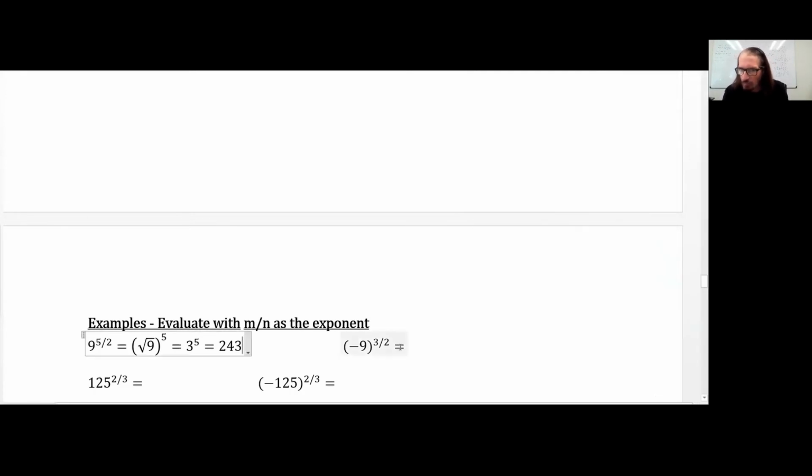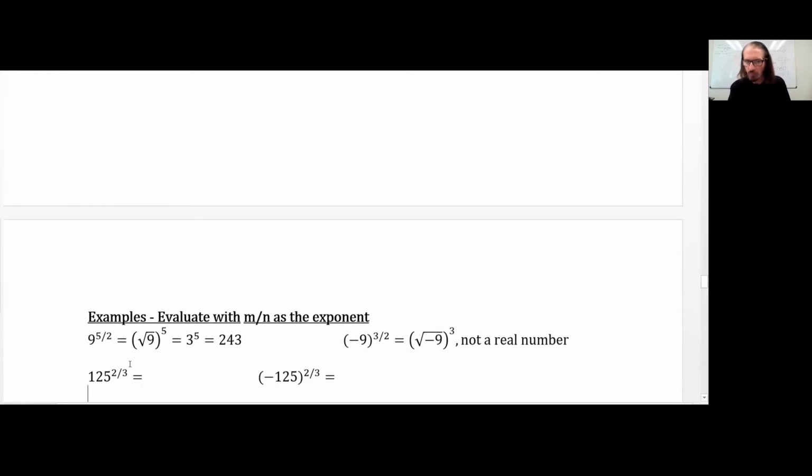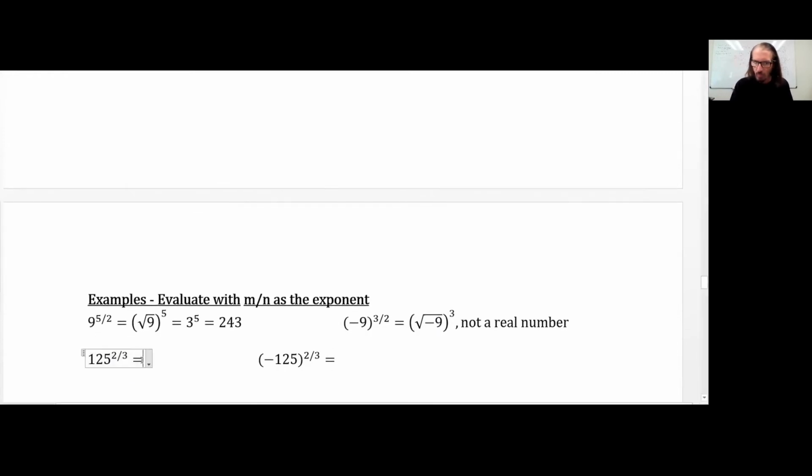As for this next one, that's asking for the square root of -9, then cube it. Yeah, there we go. So the square root of -9 is not a real number, then -9 to the 3/2 is not a real number. In those two examples, we had improper fractions, whereas on these next two, we've got proper fractions. Doesn't matter. The rule works the same way.